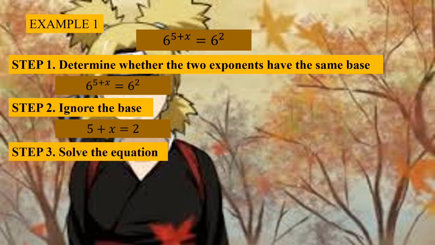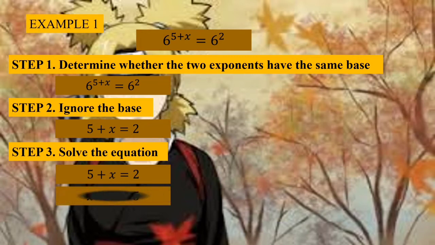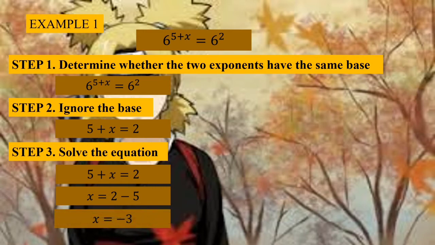For step 3, solve the equation. So, solve for x. So, ang gagawin lang natin, 5 plus x is equal to 2, itra-transpose lang natin yung 5. Dahil positive yan, at ililipat natin siya sa kabila, magiging negative 5 siya. So, x is equal to 2 minus 5. So, 2 minus 5 is equal to negative 3. So, that is our x value.